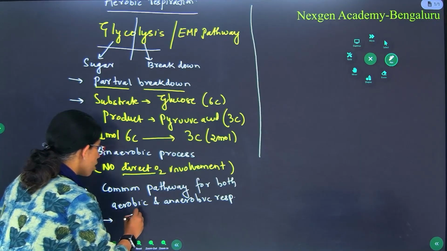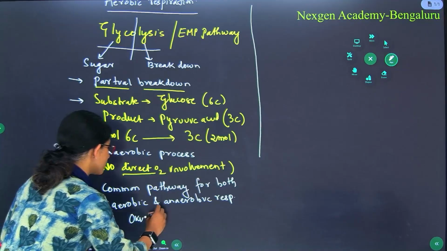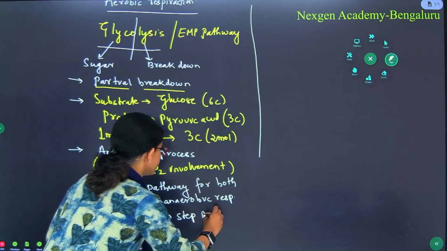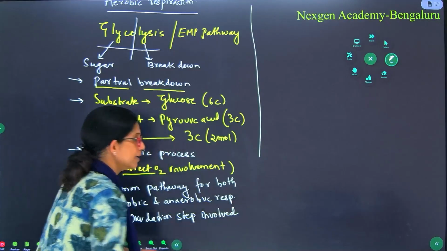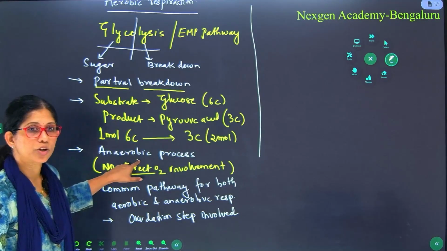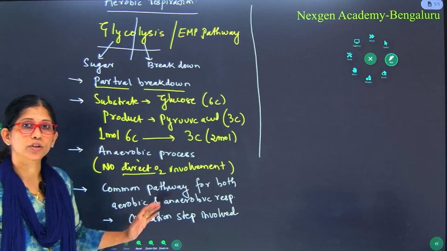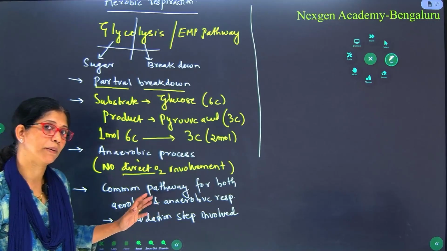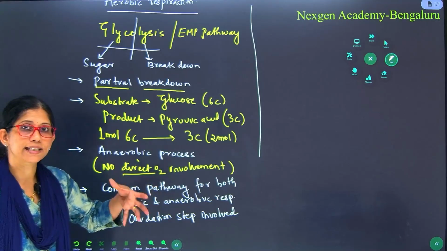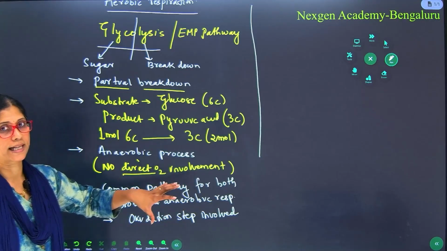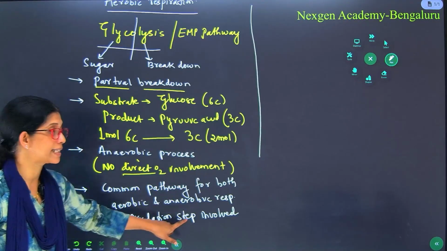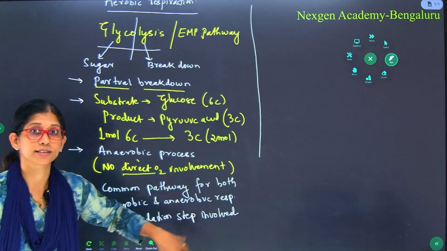Now the next important point here: it has an oxidation step involved. See, two contradicting statements here. I am saying it's an anaerobic process, so when we talk about the pathway as a whole, it is an anaerobic pathway. But there is a step involved in the process. It's a 10-step reaction, and one of the steps in the process is an oxidizable step or oxidation step.